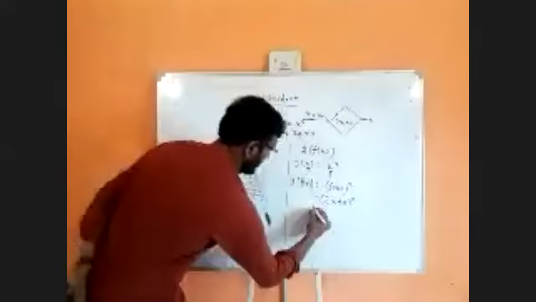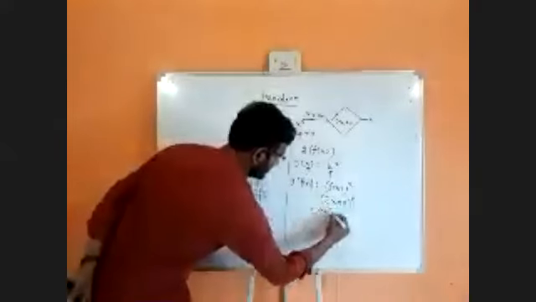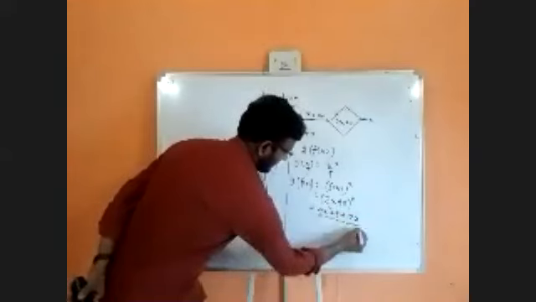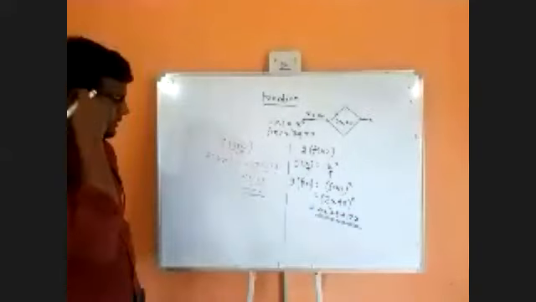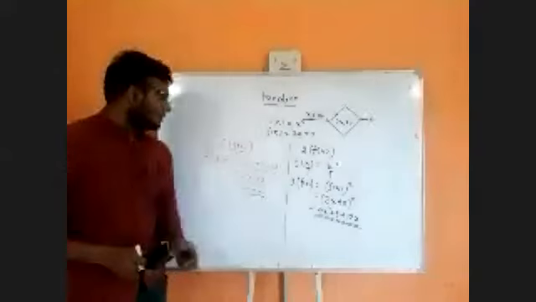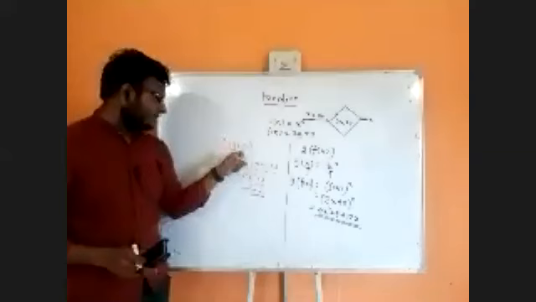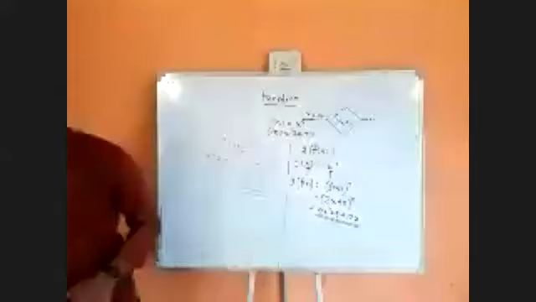Okay, so now the answer would be 4x square plus 9 plus 12x. So this is my g of f of x. Hopefully you understood the difference between f of x and g of x. The function which is outer, just write it as it is and just replace x by the other function, the inner function.